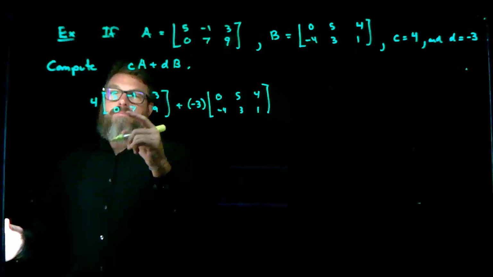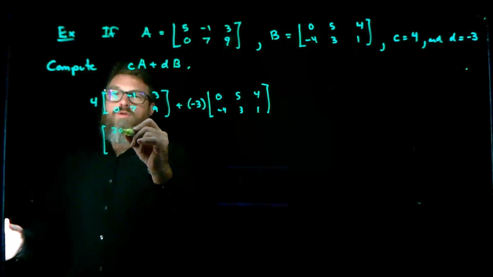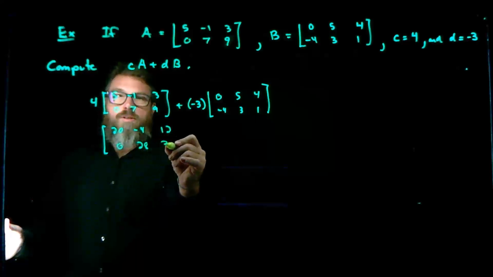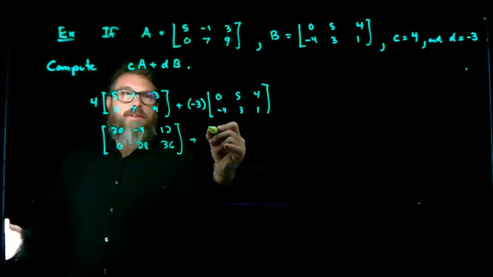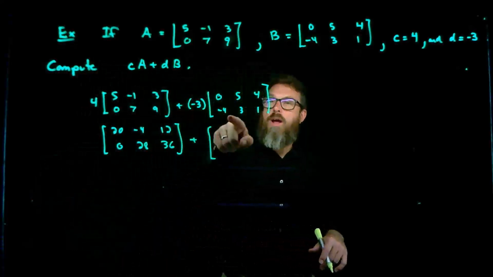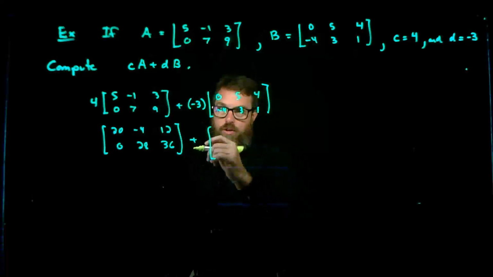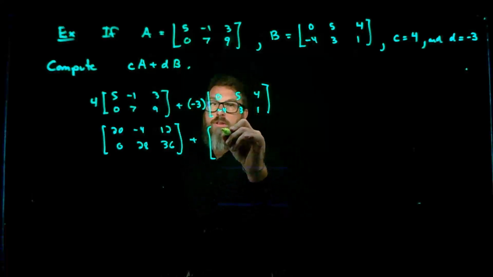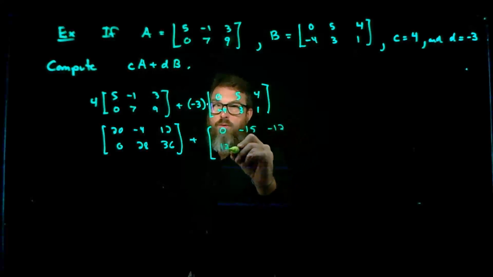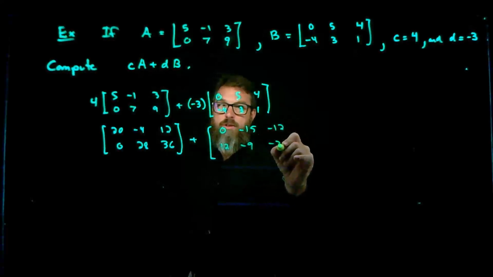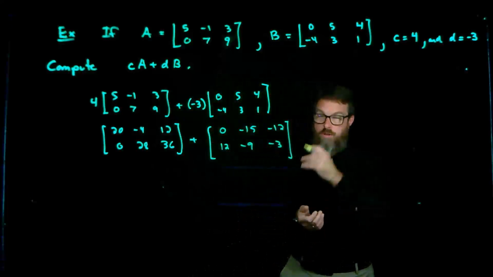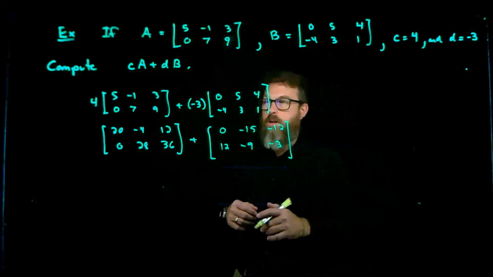So this is going to be equal to 20, minus 4, 12, 0, 28, 36. And then I'm going to add this to negative 3. Really, this is the same thing as subtracting 3 times that matrix, but I'm just going to distribute the negative 3 like I did in the previous example. So this is going to be 0, minus 15, minus 12, 12, minus 9, and then minus 3. I like to perform it as addition as opposed to subtraction, so I don't have any minus negatives. I can just keep track of the signs a little easier.